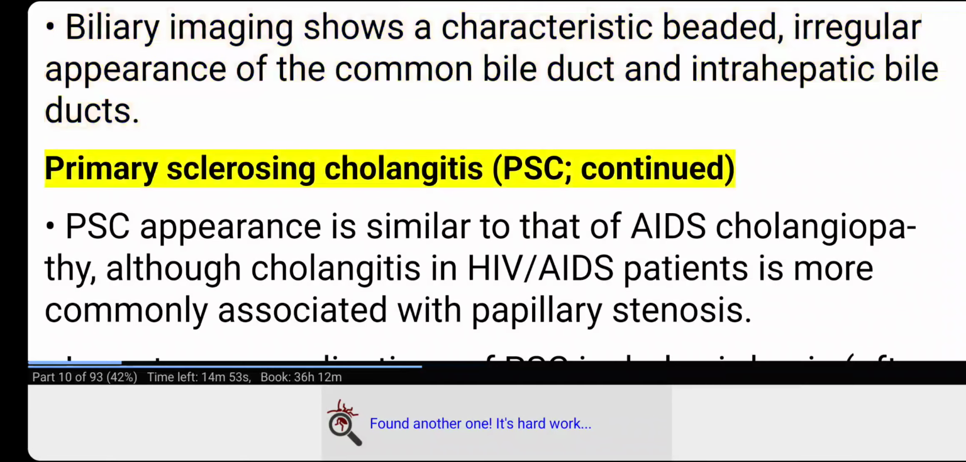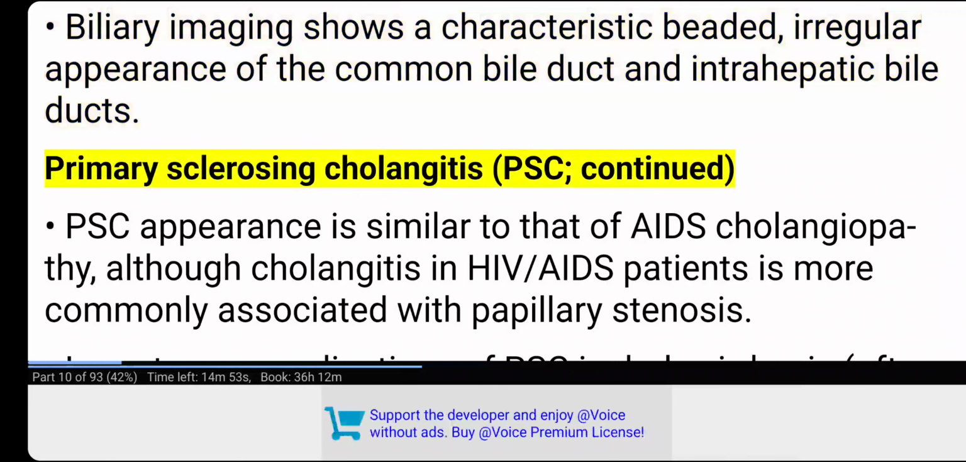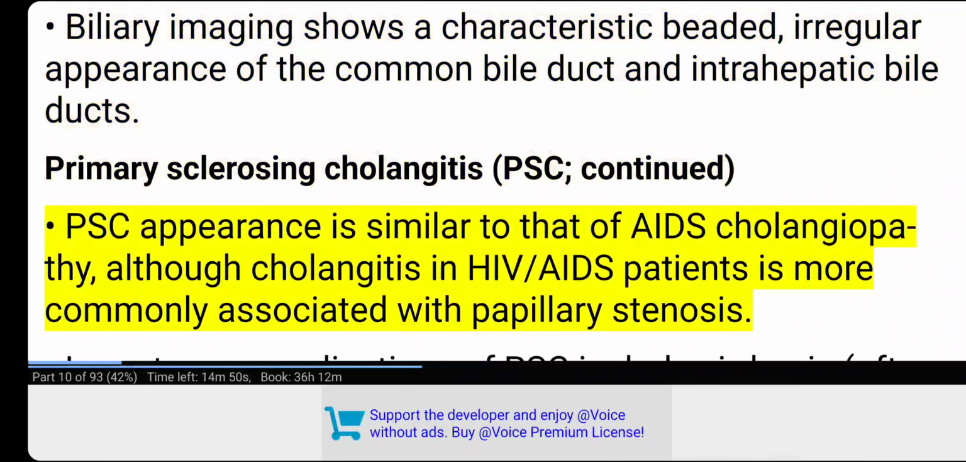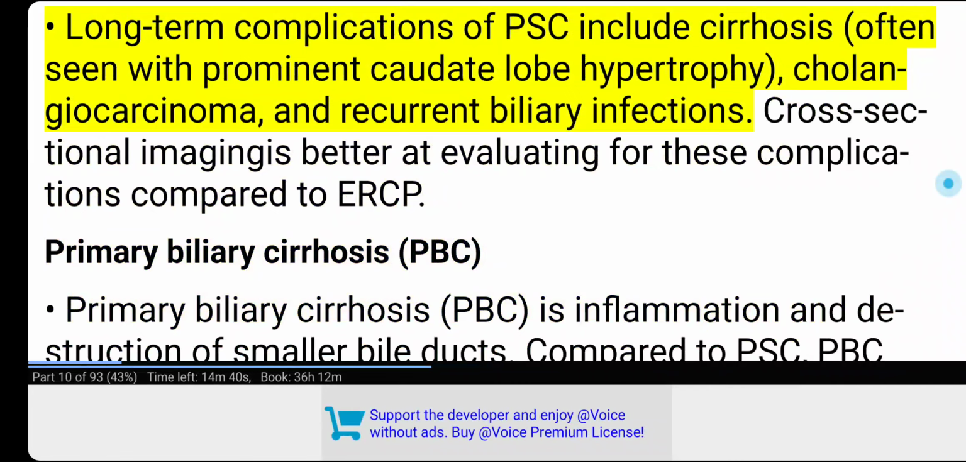Primary sclerosing cholangitis, PSC, continued. PSC appearance is similar to that of AIDS cholangiopathy, although cholangitis in HIV/AIDS patients is more commonly associated with papillary stenosis. Long-term complications of PSC include cirrhosis, often seen with prominent caudate lobe hypertrophy, cholangiocarcinoma, and recurrent biliary infections.